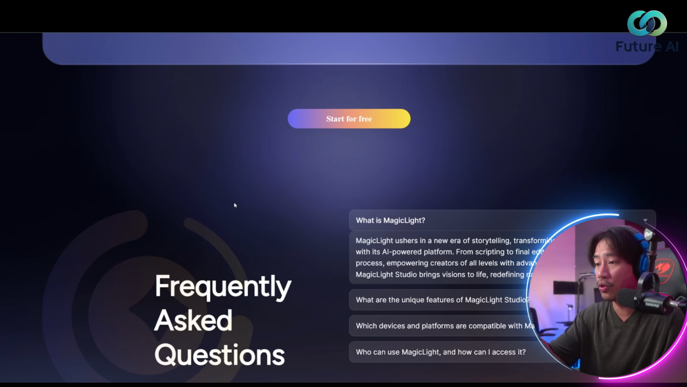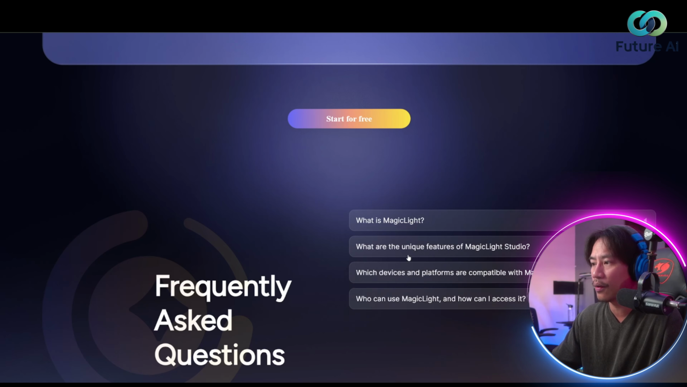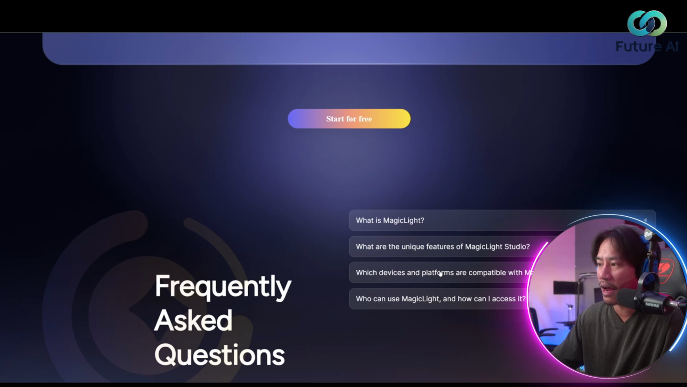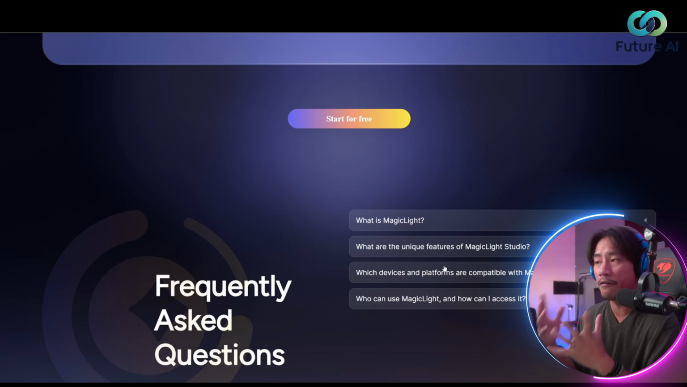And guys, you also have their frequently asked questions right here. Okay, what is Magic Lite? What are the unique features of Magic Lite Studios? Which devices and platforms are compatible with Magic Lite? And all those really very informative stuff.